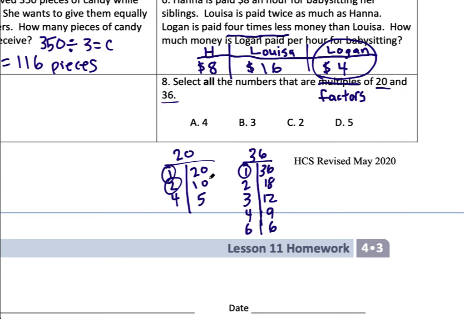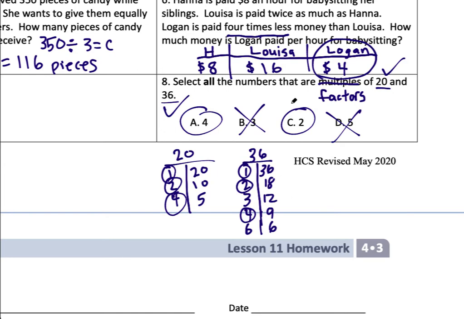We have 2 in common, because they're both even numbers. Yep, there we go, 2. What else is in common? 4. We both have 4. Is 4 a choice? Yes, 4. 3 is in this list, but not in 20, so not 3. And 5 only works with numbers that end in 0 or 5, so 5 won't work for 36. So the 2 common factors between 20 and 36 are 4 and 2.